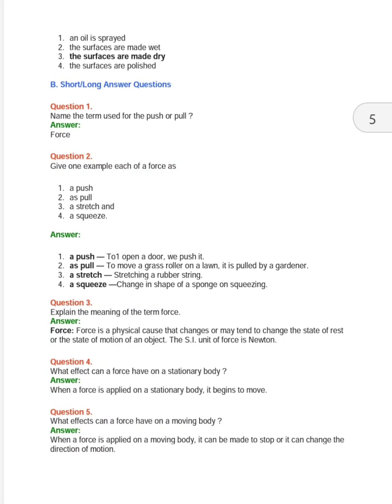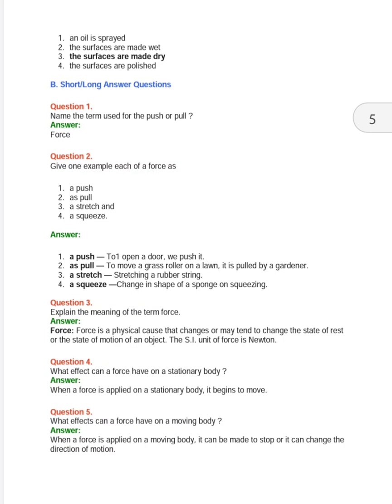Let's move to B. Short, long answer questions. Question 1. Name the term used for the push or pull. Answer is force. Question 2. Give one example each of a force as 1. A push, 2. As pull, 3. A stretch, and 4. A squeeze.